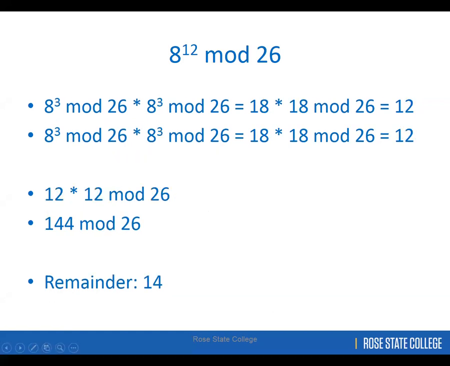I could also do it another way: 8 to the 3rd, so 8 times 8 times 8 mod 26 ends up being 18. Then 18 times 18 mod 26 is 12. Then you get 12 times 12 mod 26, which is 144 mod 26, and that's 14. You don't have to do it this way anymore, and I don't have any homework assignments on it, but I'm just showing you that you can do it.